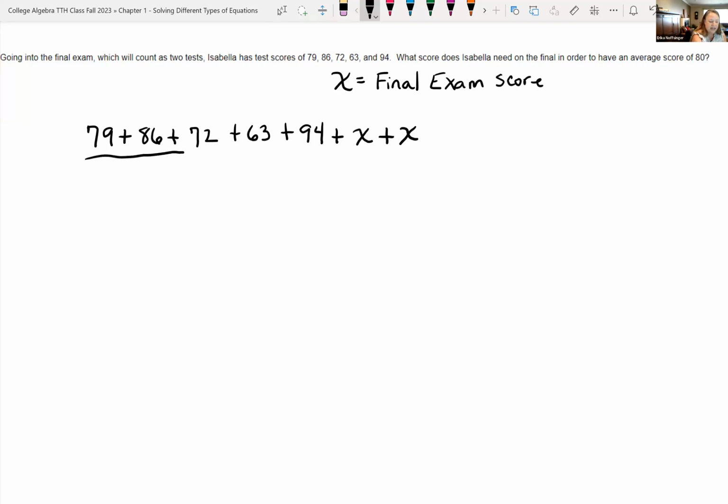So remember, to find the average, you sum, in this case, all the scores, and then we divide by how many scores there are. And since that final is worth 2 test scores, we're going to count it twice. So we have 1, 2, 3, 4, 5, 6, 7 exams in here. She wants the average to be an 80.